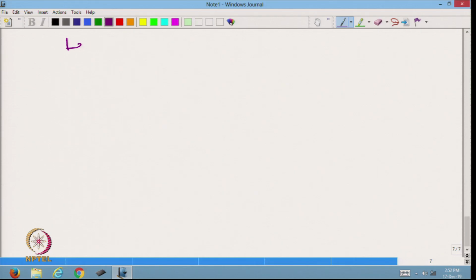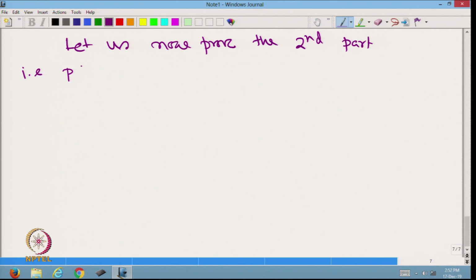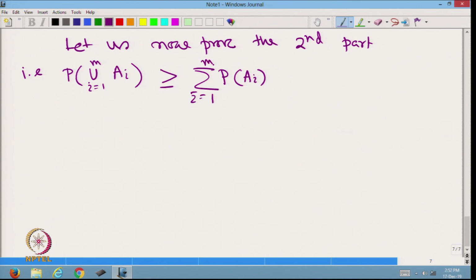So, let me now do the second part, that is, probability of union over i equal to 1 to m of Ai is greater than or equal to sigma probability of Ai, i equal to 1 to m, minus sigma probability of Ai intersection Aj, i less than j. Say, let us write it like this.